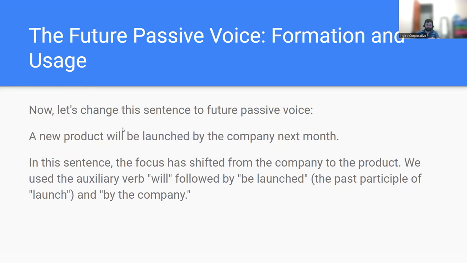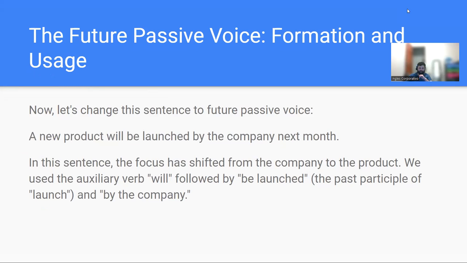Let me erase this part right here. By the way, guys, so far so good? Or do we have a question? All right. Now I have a question for you guys. Turn this into passive voice: I will see you tomorrow. We have simple present. Turn that into passive voice.